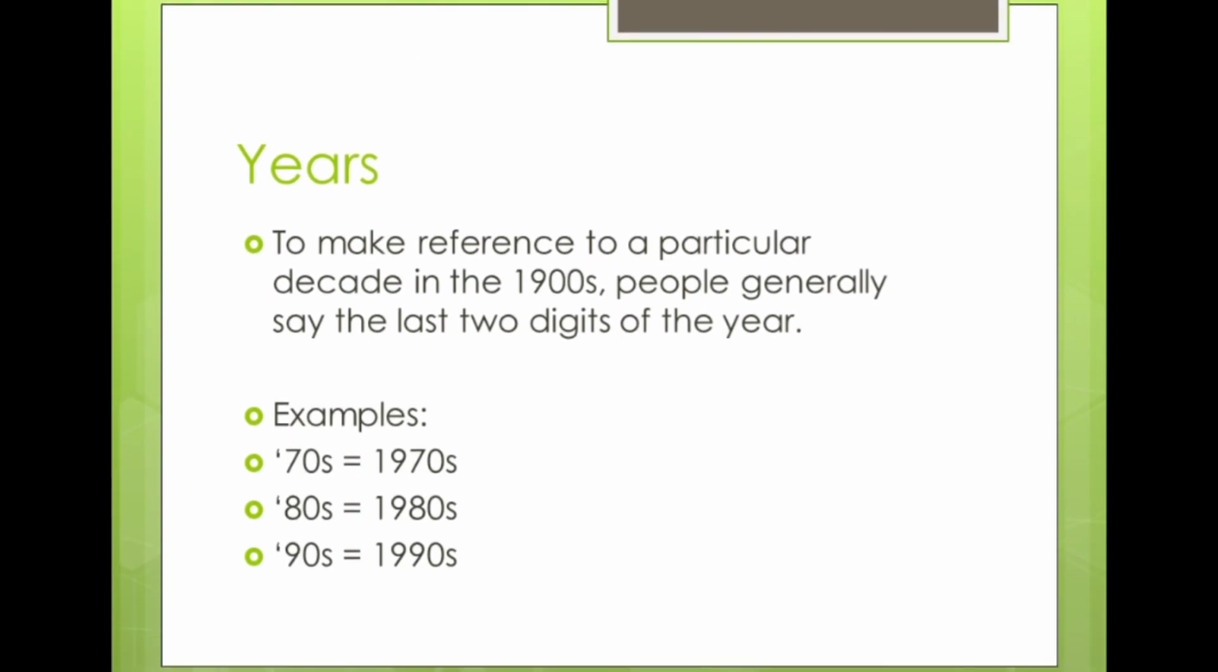To make reference to a particular decade in the 1900s, people generally say the last 2 digits of the year. For example, 70s, which means 1970s, 80s, which means 1980s, or 90s, which means 1990s.